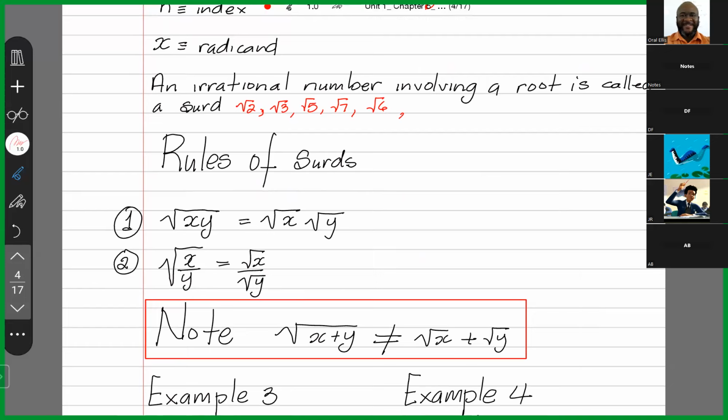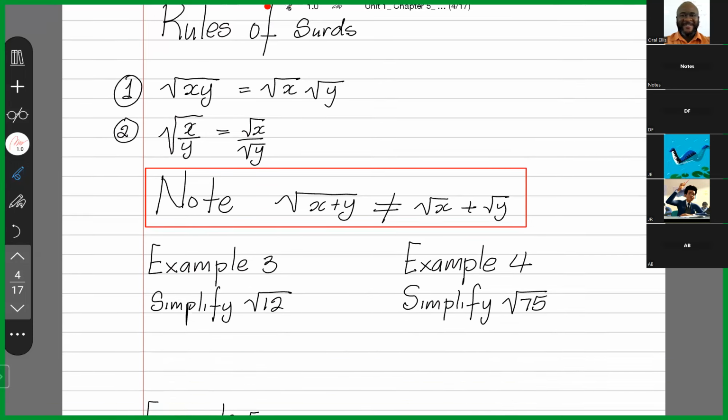And essentially, the root of xy is equal to the root of x multiplied by the root of y. And the root of x divided by y is equal to root x divided by root y. Now, this is a common error and you must never ever make it. The root of x plus y is not equal to root x plus root y. It is not.